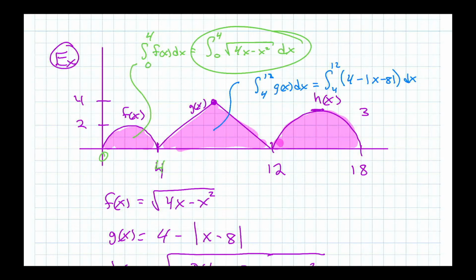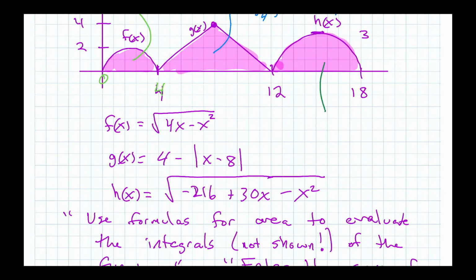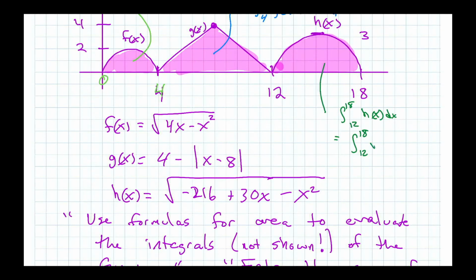All right, and then you have one more. Pick a different color. We'll go dark green. This one right here is an integral. We are going from 12 up to 18. The function is called h, or if you want to put in the function, it's square root of all this. So negative 216 plus 30x minus x squared dx at the end.